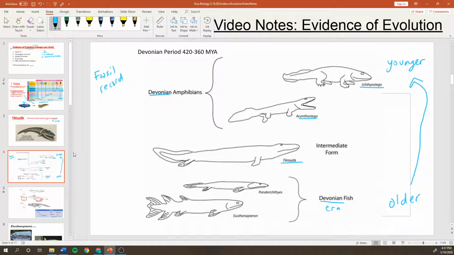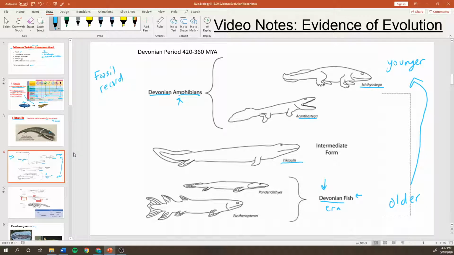Like these Devonian fish are lower down than the Devonian amphibians, and that tells us that the fish came before the amphibians. And it's crazy because Tiktaalik comes right in the middle of those, literally in the earth. It is found above the fish and below the amphibians, and that helps us tell the relative age of Tiktaalik. It comes somewhere in between the fish and the amphibians.